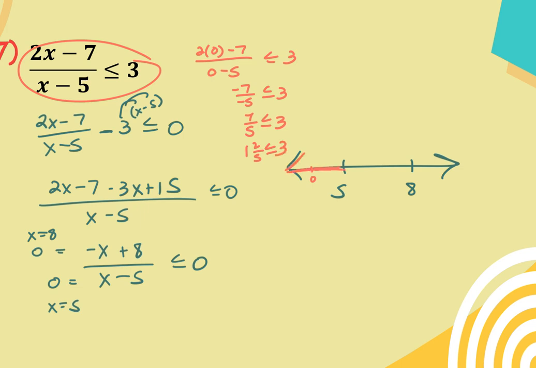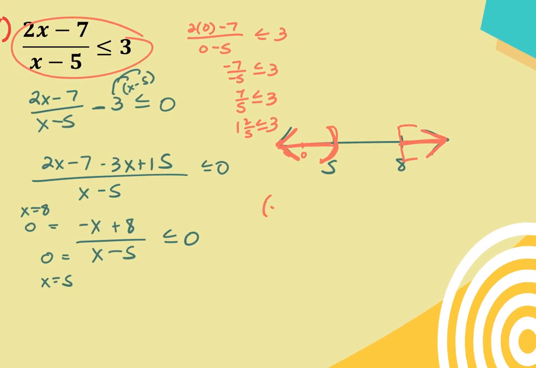So I'd shade the left side and shade the other outside. And then what came from my numerator was the 8. That gets the bracket. What came from the denominator is the 5. That gets the parentheses. I'd get negative infinity to 5 and 8 to positive infinity.